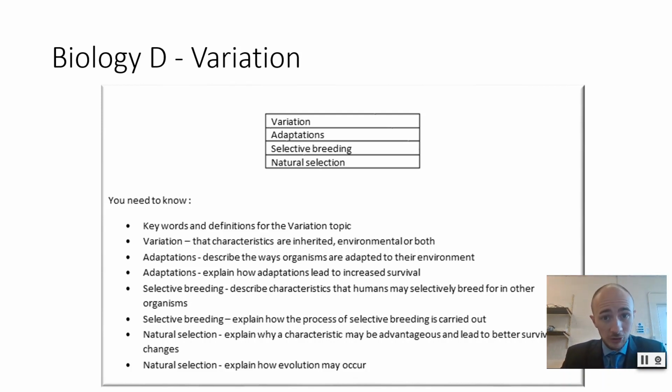So, we'll start with biology. Biology D. Now, biology D is variation. Variation is a nice, simple, straightforward topic with some key things which you just need to work through very quickly. We can get this one out of the way very early on.